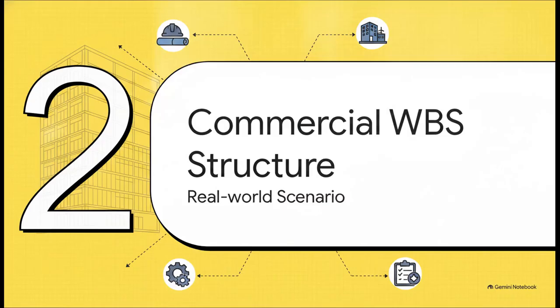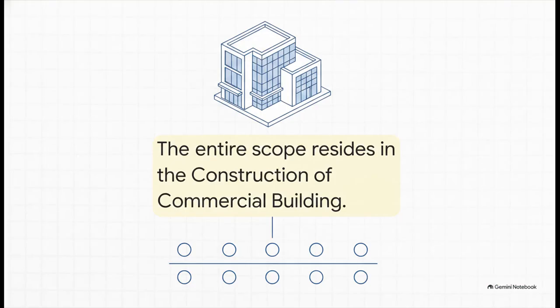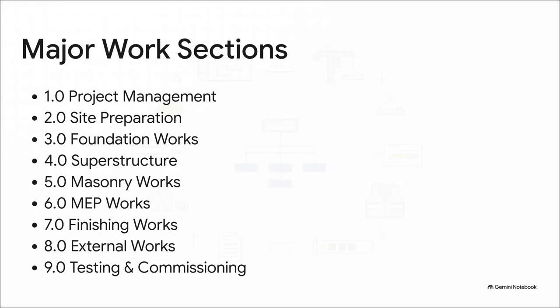Section 2. Let's look at a commercial building WBS structure in action. We always start right at the top of our hierarchy. This represents the ultimate, complete goal of the project. Literally 100% of your scope lives right here, sitting under the main umbrella of construction of commercial building. From there, we branch out into these 9 major work sections. This is the primary trunk of our WBS tree.